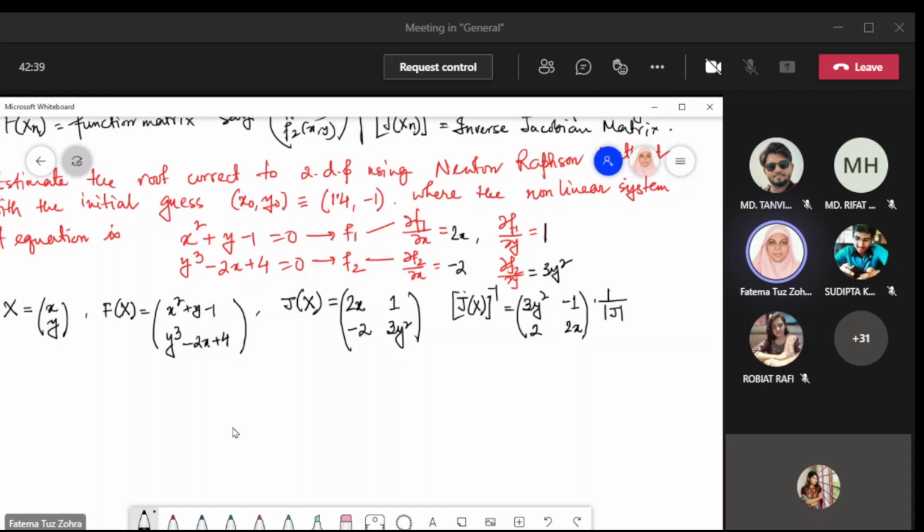So what is the determinant? It is 2x into 3y squared, so 6xy squared, minus minus plus 2. So this one is basically the adjoint of J, the adjoint of J(X). So done. Whatever things we require, we have all of them.